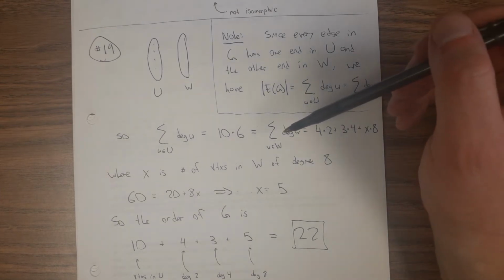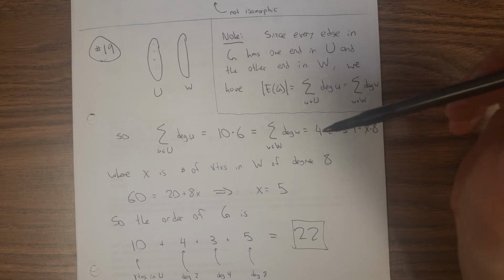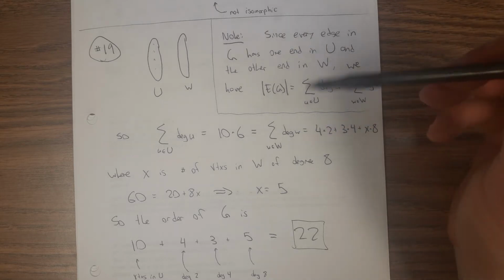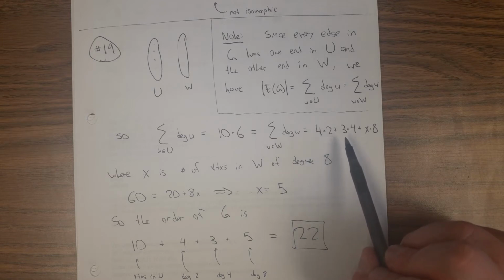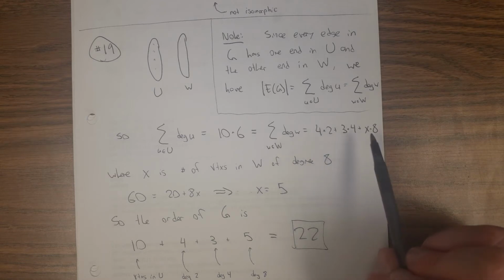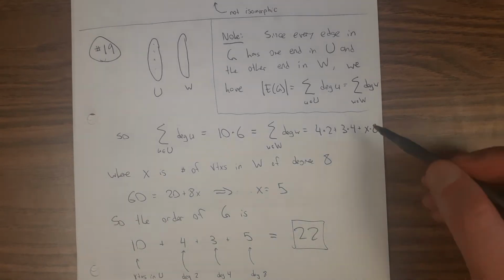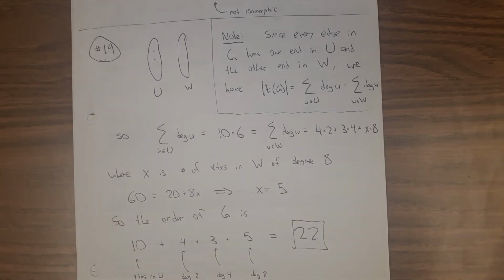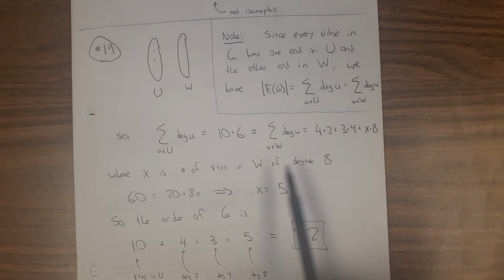Of course, that should be the same as if I added up all the degrees in W. And if I do that, based on the information, I have 4 vertices of degree 2, I've got 3 vertices of degree 4, and then some unknown number of vertices of degree 8. So let's say that I have x of those. And so this gives me an equation, 60 equals 4 times 2 plus 3 times 4 plus 8x.